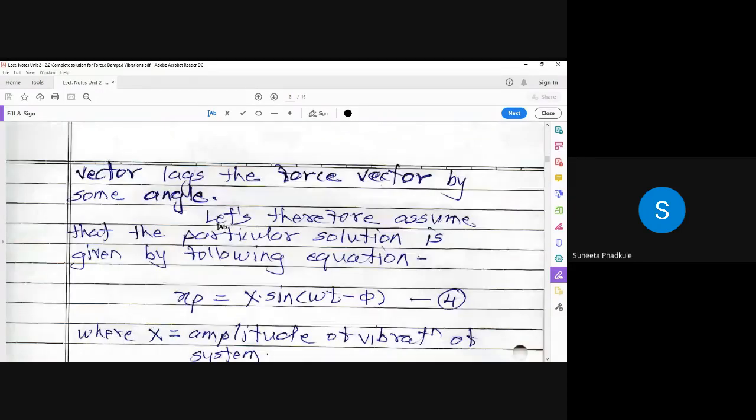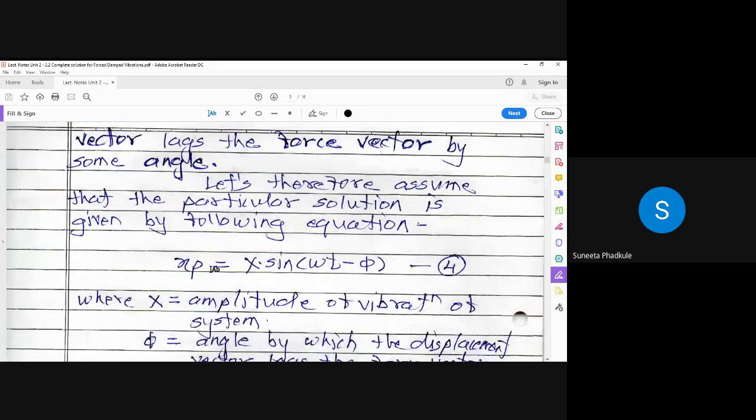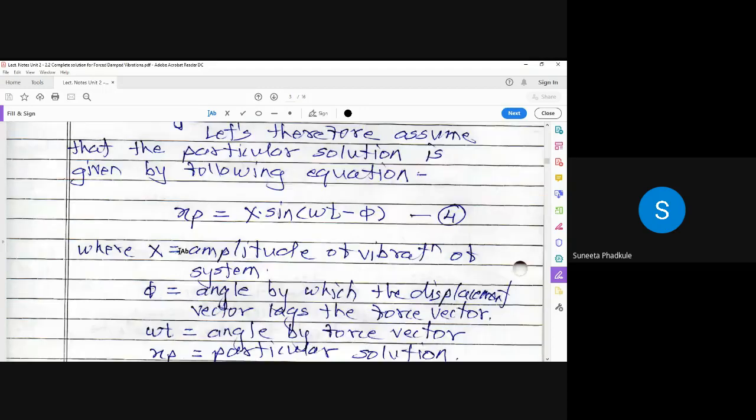Again, I will read. Try to understand each and every word of this wording. xp, that is the particular solution, is given by capital X into sine of omega t minus phi. What is capital X? It is the amplitude of vibration of the system, which is known as the steady state amplitude. Why is it called steady state? You will come to know at the end of the lecture.